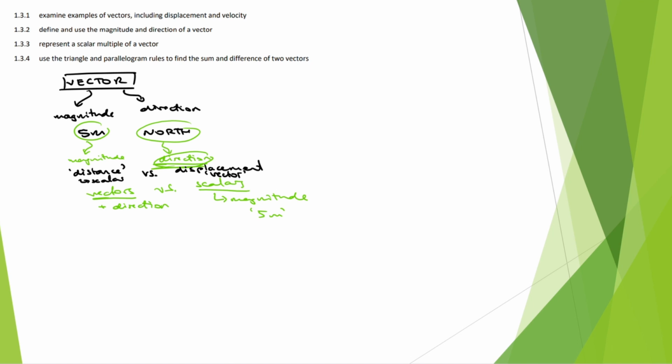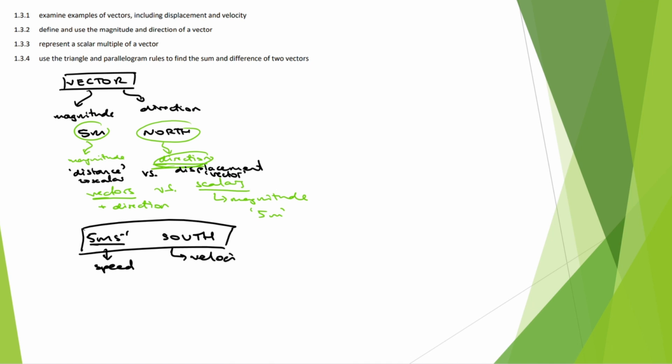Another example might be 5 meters per second traveling south. In this case, this is speed, the scalar speed, whereas 5 meters per second in a southerly direction is referred to as velocity. So where vectors are directed, scalars only have a magnitude associated with them.